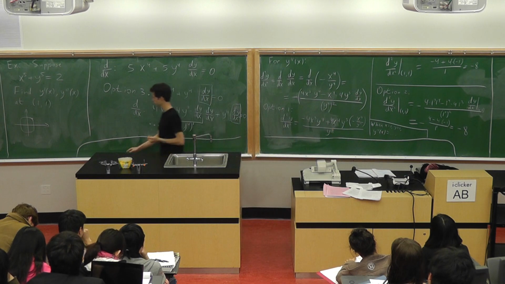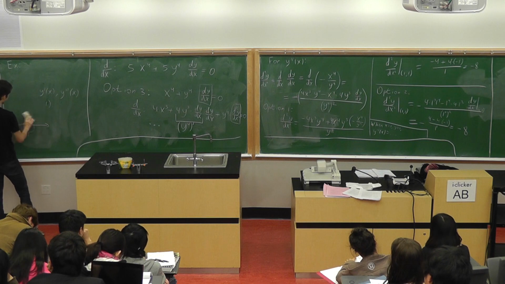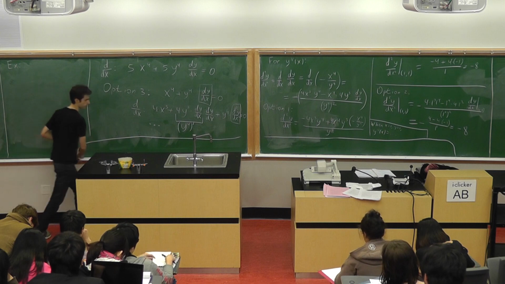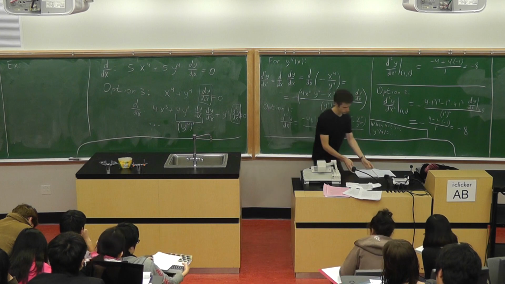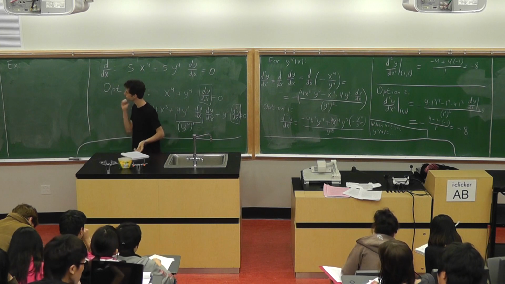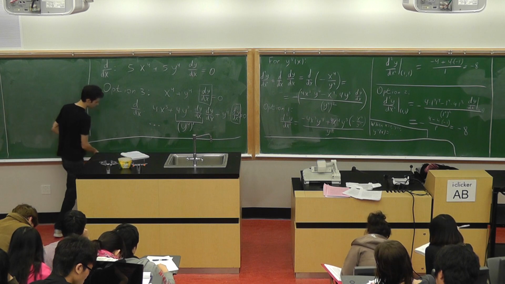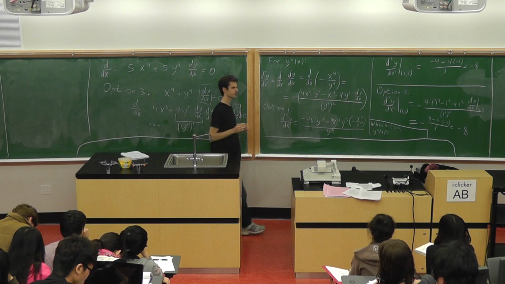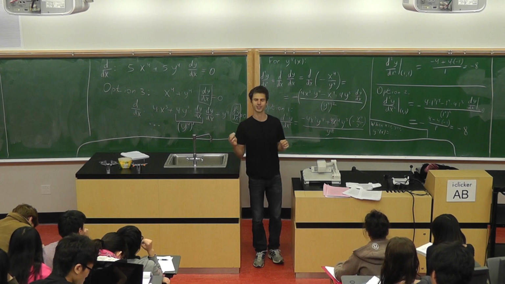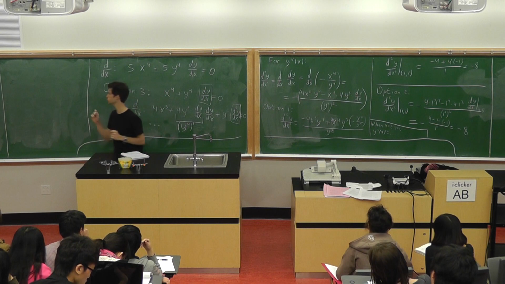Okay, so let's try a more complicated example. Before we talk about the next example, let me talk a little bit about a small piece of geometry which will be relevant for us. It's about the condition when two lines are perpendicular.